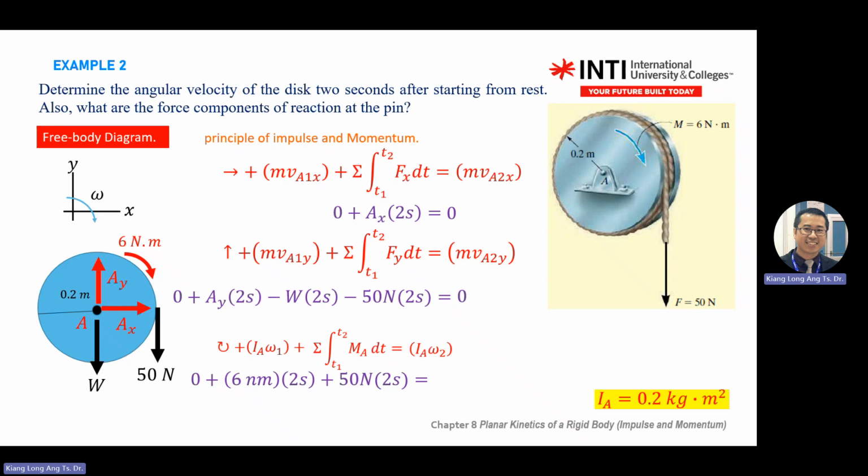So again, something is missing in my calculation here. IA is 0.2, omega 2 you don't know, you need to find. So basically from here, you can find your omega 2. This one has a typo error here. It should be 50 multiplied by 0.2 here to get the clockwise moment.